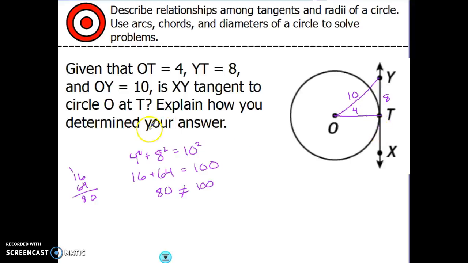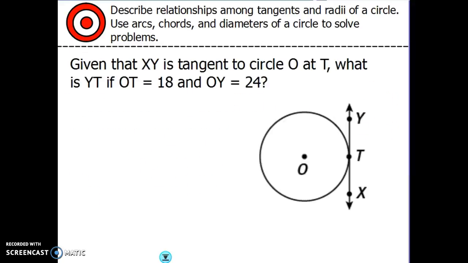Okay, so to explain how you determine your answer, you would say, well, I did the Pythagorean theorem, found out it's not a right triangle. Since it's not a right triangle, I know that XY is not tangent at point T. And it's as simple as that.